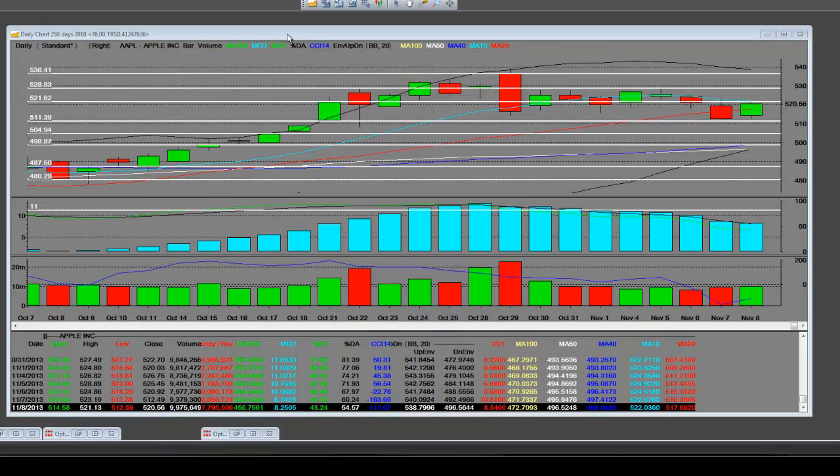Back to the Apple chart. It's very simple to understand that we are ready to buy at the support levels and continue making markets with Apple on an intraday level.